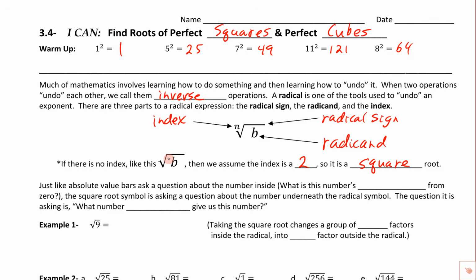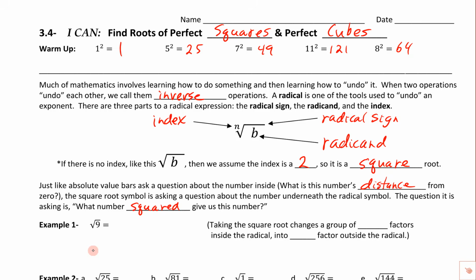Just like absolute value bars are asking a question about the number inside. Remember, absolute value is asking, what is the number's distance from 0? A square root symbol is asking a similar type of question about the number underneath, about the radicand. The question it's asking is, what number squared gives us this number? That's why we call it a square root. So when we see radical 9, or the square root of 9, it's asking what number do we square to get 9? So let's think about this. What number do we square?